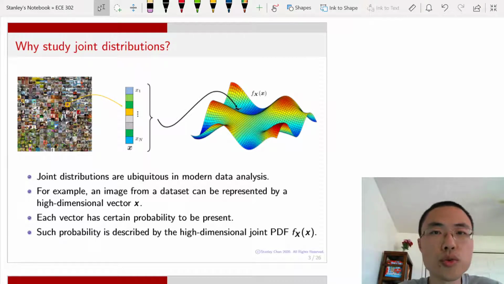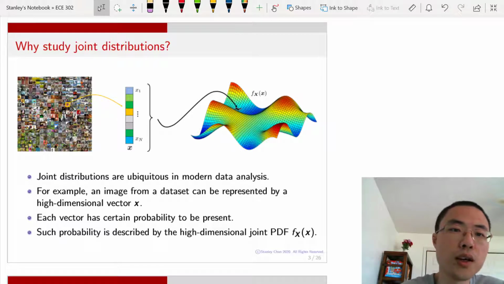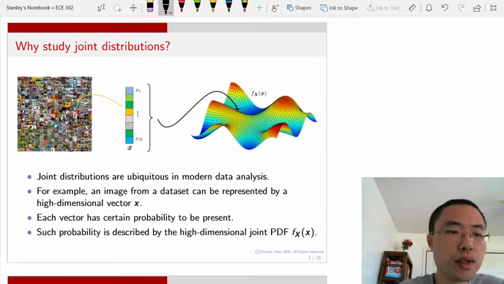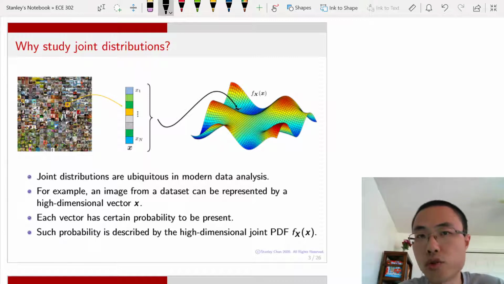Have you ever wondered what the distributions of the images are? Why are they so meaningful for training deep neural networks? If you think more deeply about an image, it is basically a collection of pixels. These pixels, they are numbers.